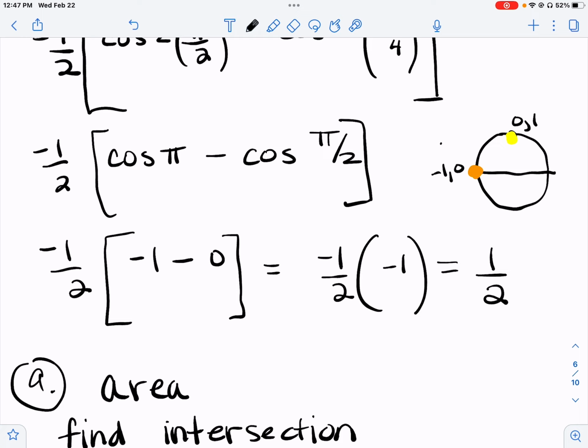Pi is right here. So the cosine of pi is the x, which is -1. Pi over 2 is here. So the cosine is 0. -1 minus 0 is -1. Multiply, you get 1/2.